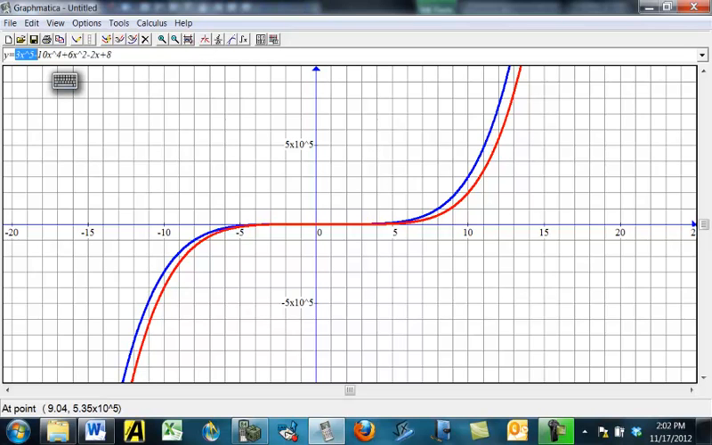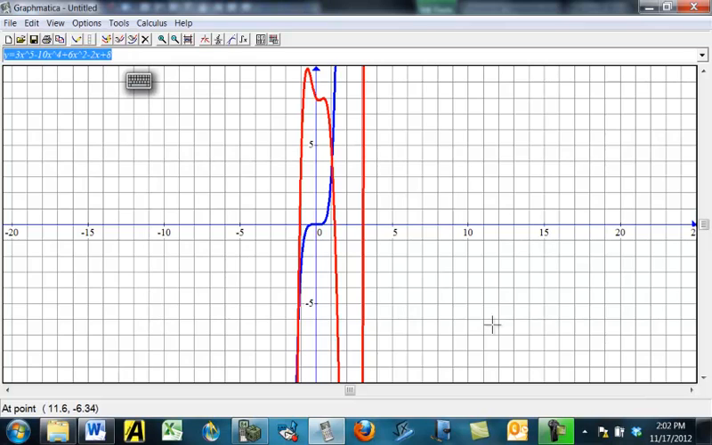But notice, if we go back to our standard view, this is definitely not either an even or an odd function. It's not symmetric about the y-axis or the origin. So this is clearly not an even or an odd function, but it is an odd degree function.